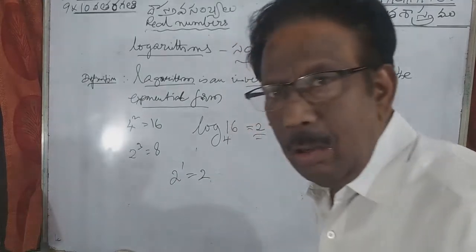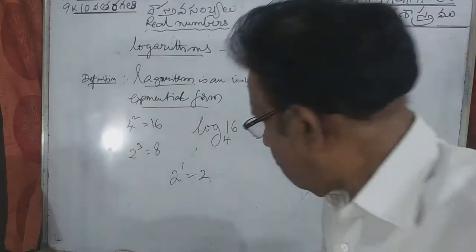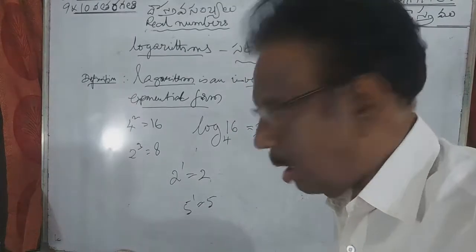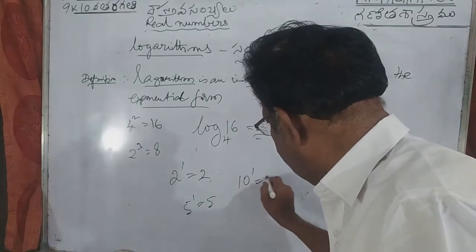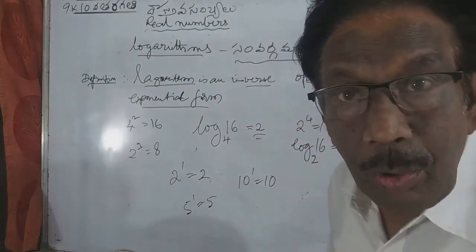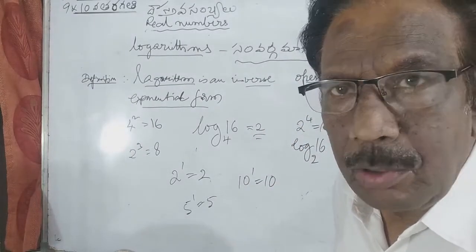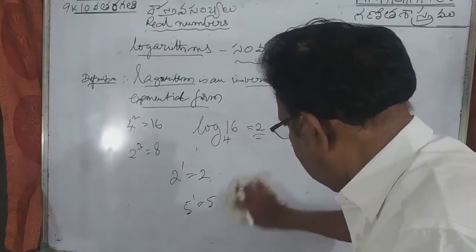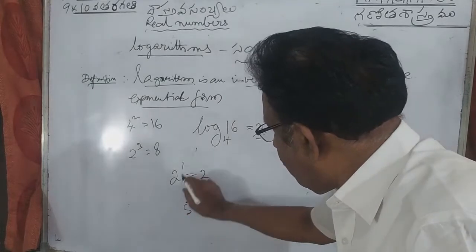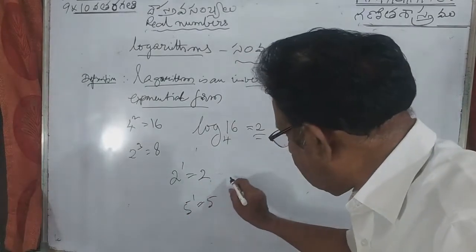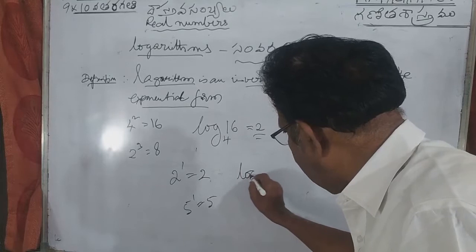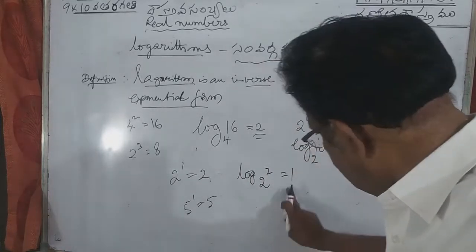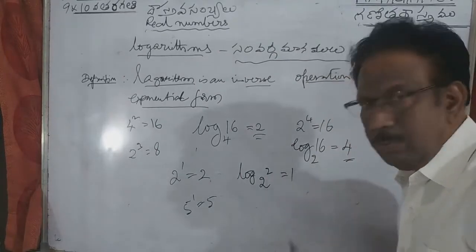And now another point is you know that 2 to the power of 1 is equal to 2. 5 to the power of 1 is equal to 5. You know this. 10 to the power of 1 is equal to 10. You know this. How to write this in the logarithmic form? See, peculiar thing. This 2 to the power of 1 is equal to 2, you know that. So, therefore, we write the logarithm of 2 base 2 is equal to 1. It's good because 2 to the power of 1 is equal to 2.